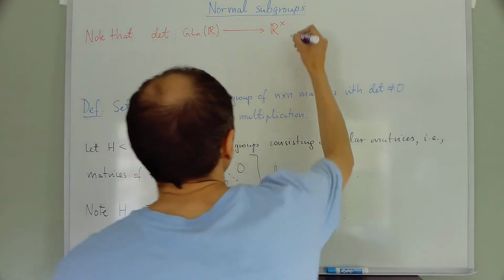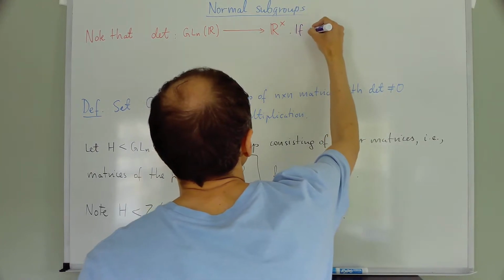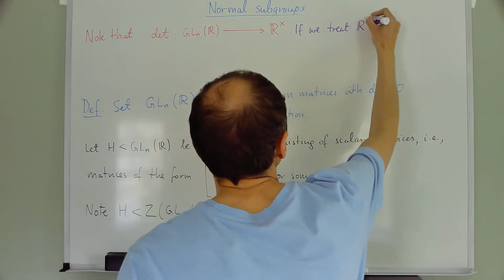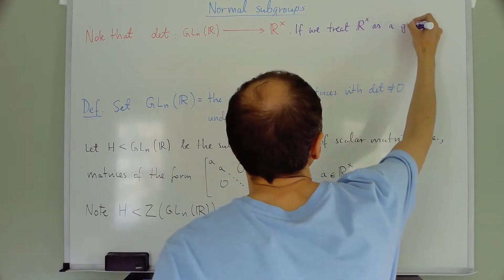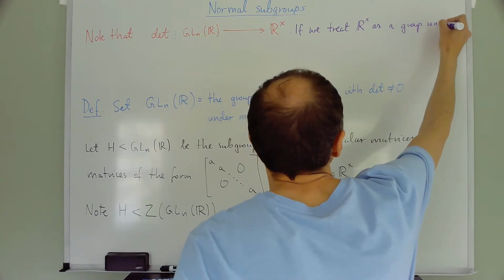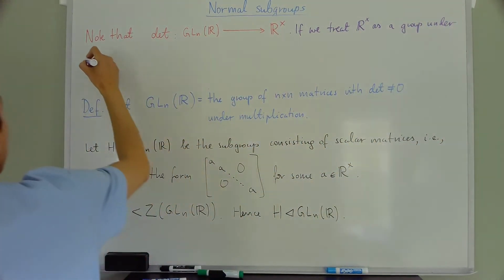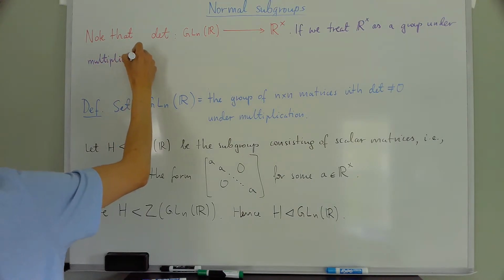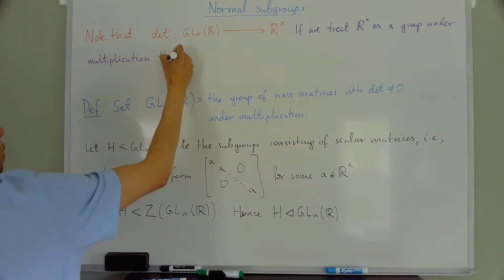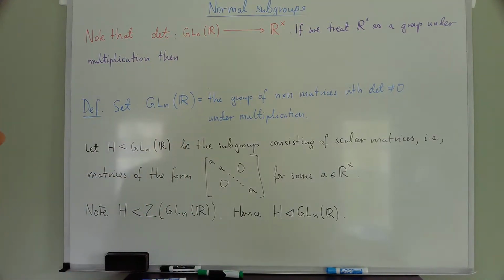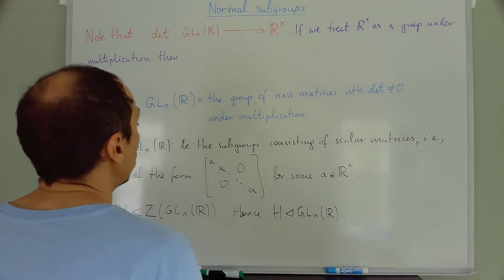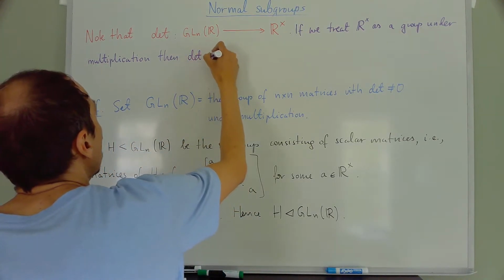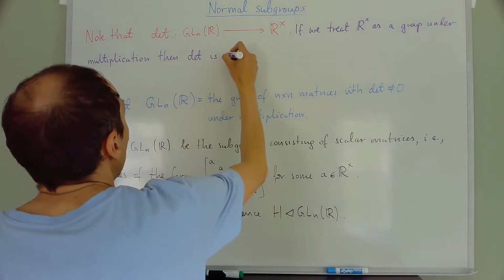And I'm going to treat this as a group under multiplication. So maybe let's just write this down. If we treat R cross as a group under multiplication, then determinant is a homomorphism.